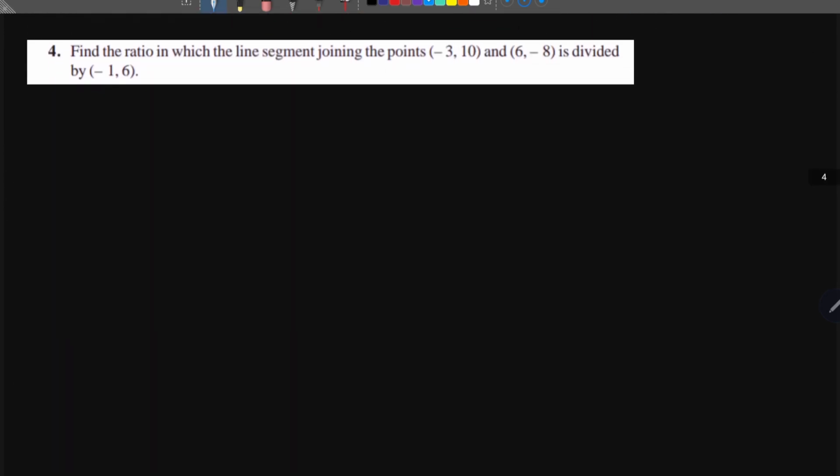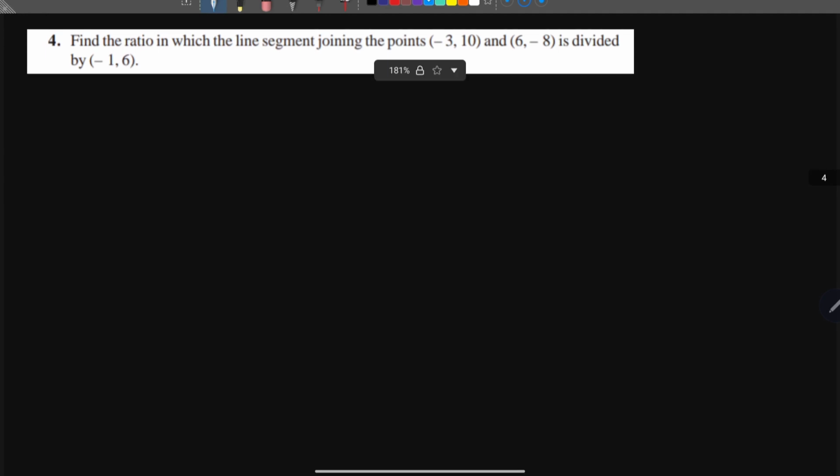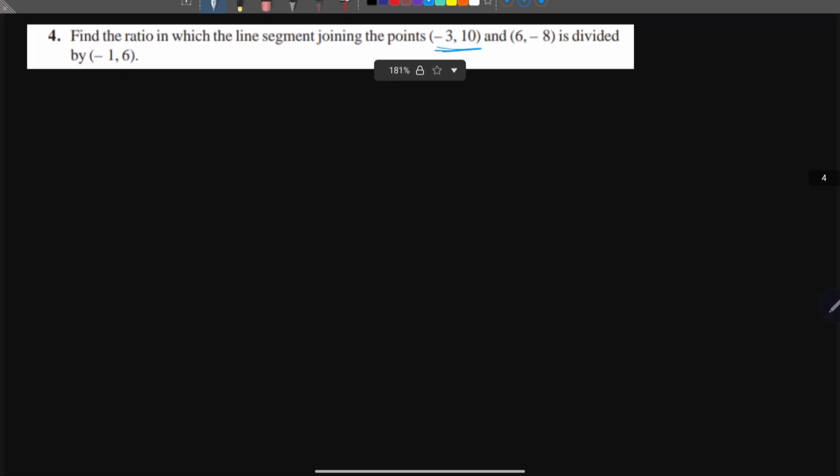Now question number 4. Find the ratio in which the line segment joining the points minus 3 comma 10 and 6 comma minus 8 is divided by the point given as minus 1 comma 6. So far we found the point by the given ratio. Now, given the point, we need to find the ratio. m is to n is not given, so we need to find how much m is to n is.